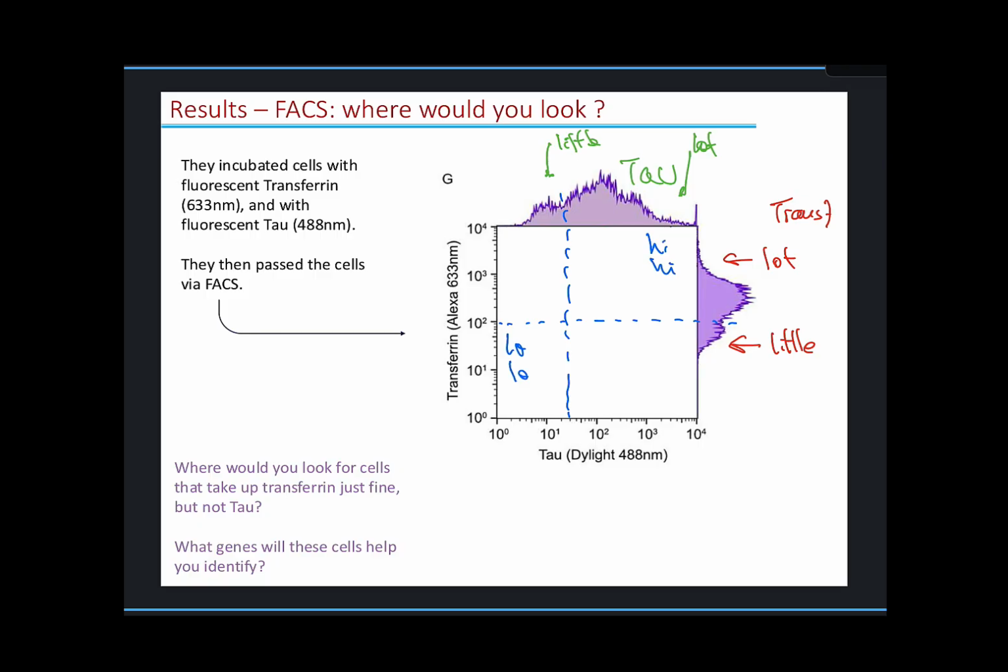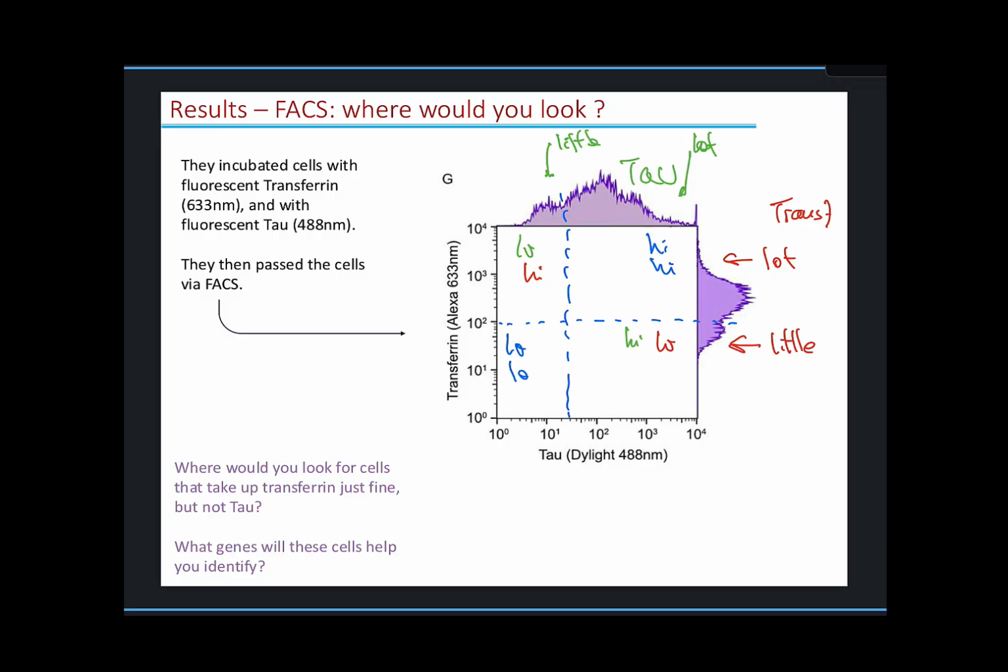And then we would have, and I'm gonna color code it here, high for transferrin and low for tau, and the other way around. So low and high. Right? So my question to you is, where would you look for cells that take up transferrin just fine but not tau? High, low, this guy here? The other one? I would say the same. You were going to say the same thing?